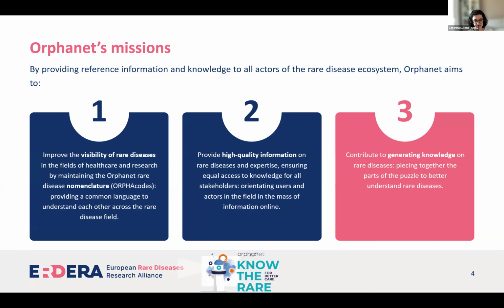High quality information means also manually curated information. So we do not use aggregators, we do not use AI. We have scientists who collect information and validate information, and then go to rare disease experts to validate it. And by 1 and 2 combined, we want to contribute to generate knowledge on rare diseases, piecing together all the parts of the puzzle to better understand rare disease challenges.